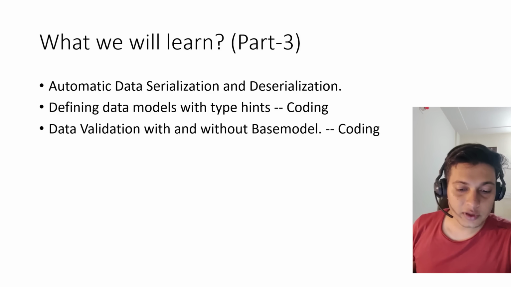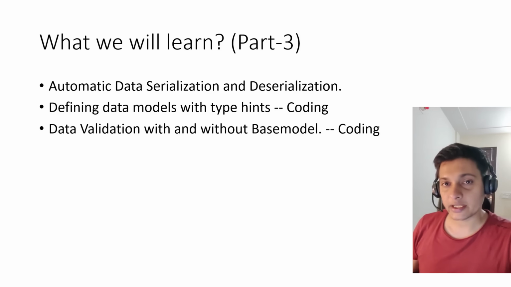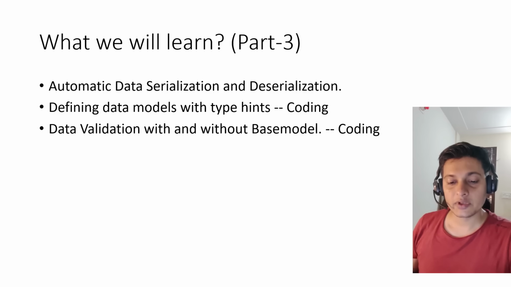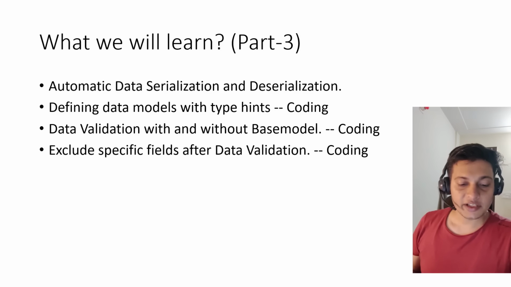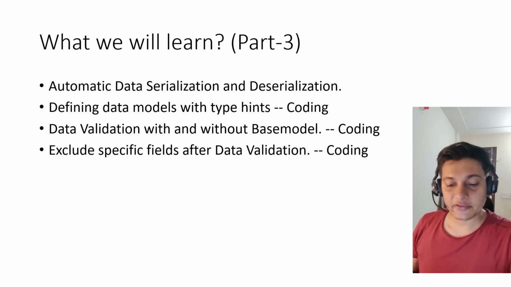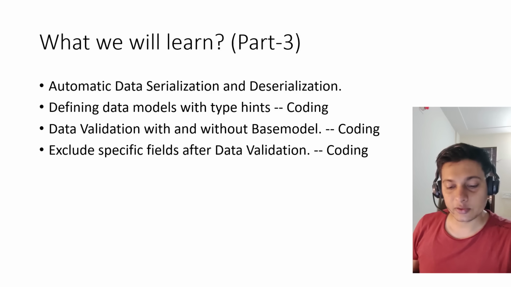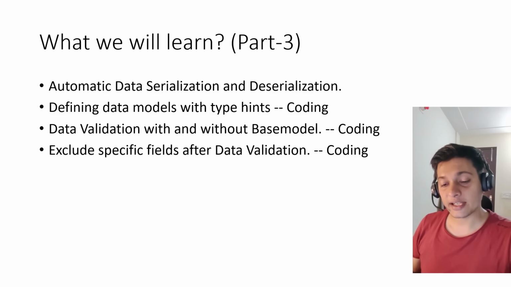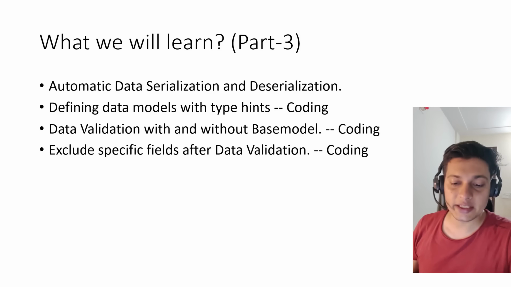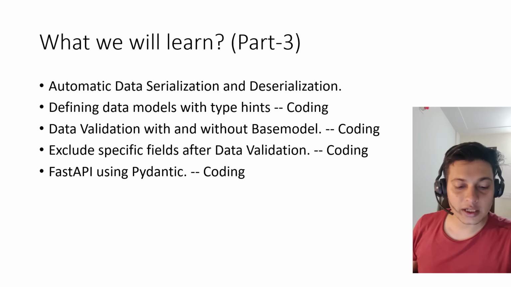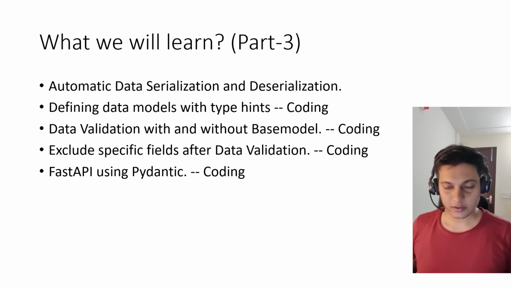I'm going to cover all these things with practical scenarios. So stay with me till the end, and we will create a strong base for everyone. After it, we are going to use exclude specific fields after data validation. It is possible to exclude some fields after the validation to be used by other methods. And in the end, we are going to create a POST API using FastAPI and Pydantic. So let's start.